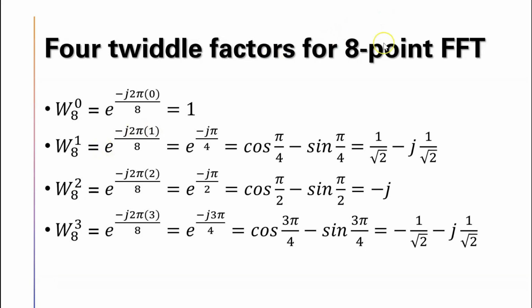For the 8-point DIT-FFT algorithm, we will require 4 twiddle factors. The first twiddle factor we require is W_8 to the power of 0 with the value of 1. Then the other 3 twiddle factors are W_8 to the power of 1, 2, and 3.